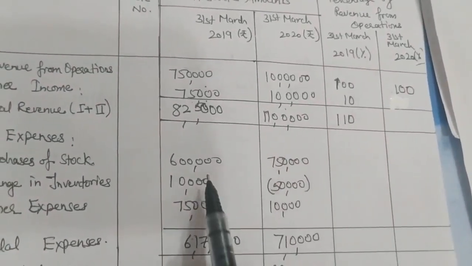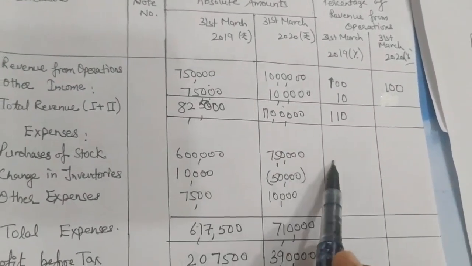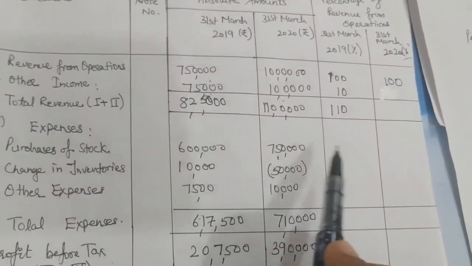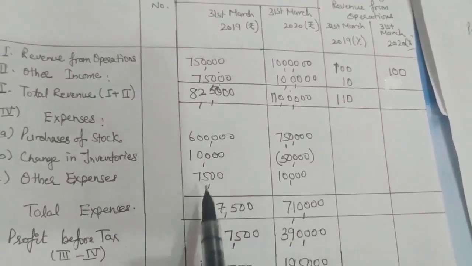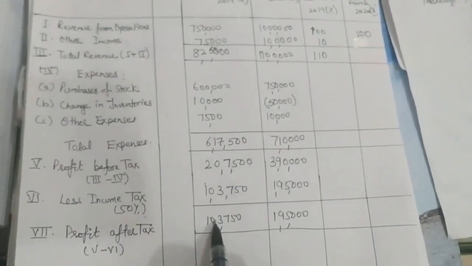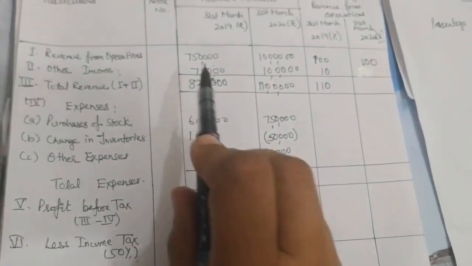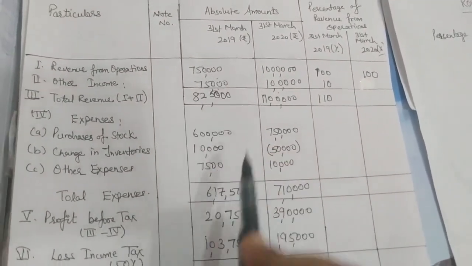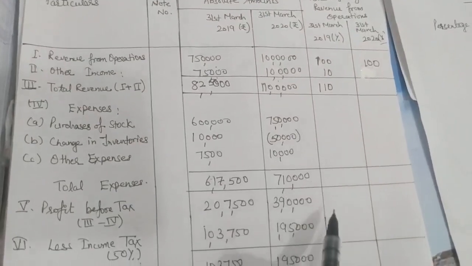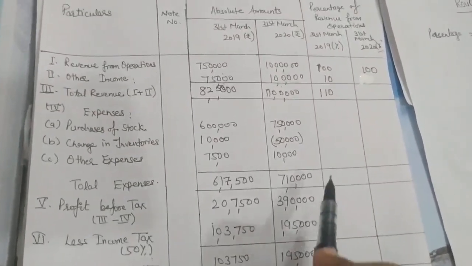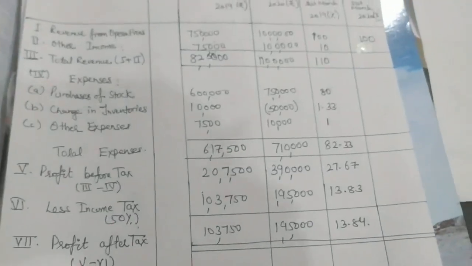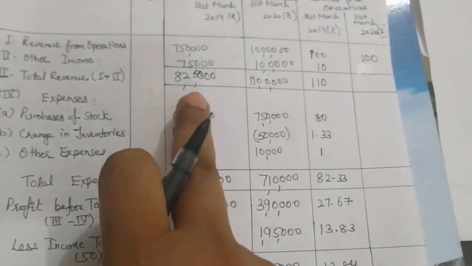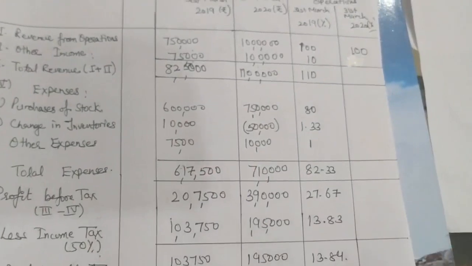In the next, I will calculate this percentage, that is 6 lakh over 7,50,000 multiplied by 100. So all these percentages will be calculated in the same way: we will take the amount over that year's revenue from operation multiplied by 100. So I have solved all these percentages by putting 7,50,000 under, multiplied by 100.